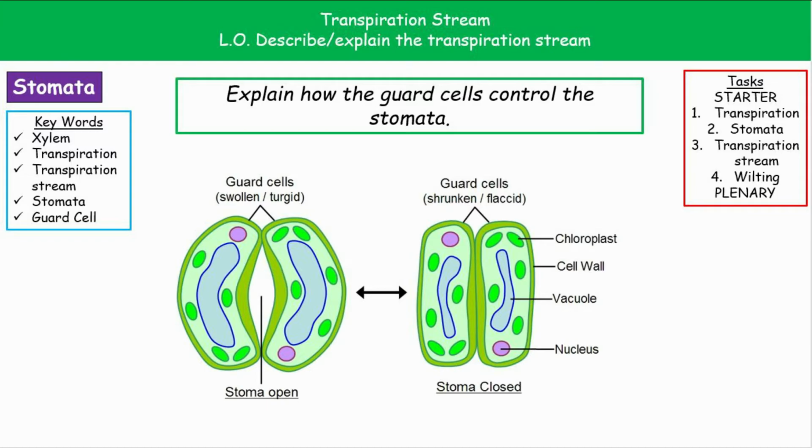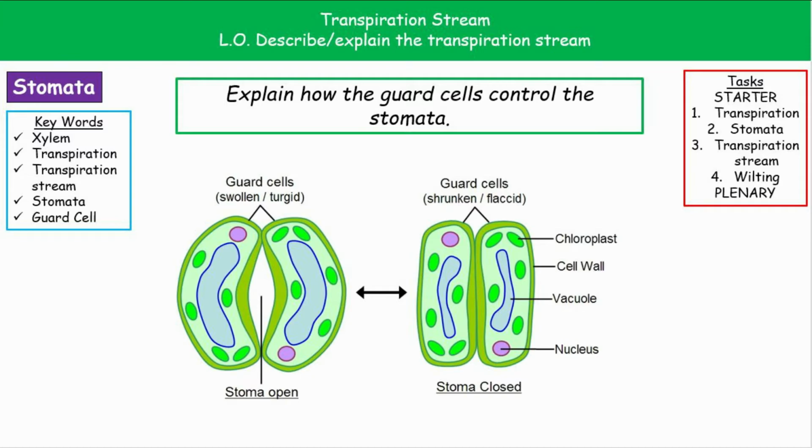So if we have a look at the one on the left first of all, that's where the guard cells are turgid and the stomata opens. Whereas the picture on the right, that's where the stomata are closed because the guard cells are flaccid.